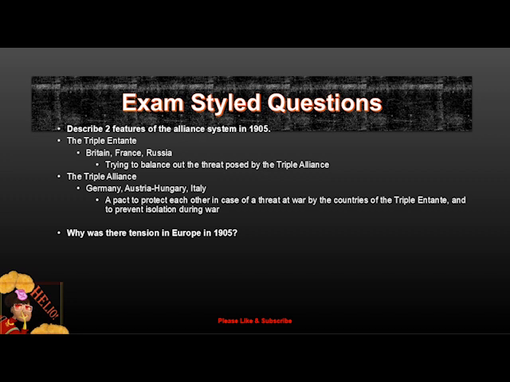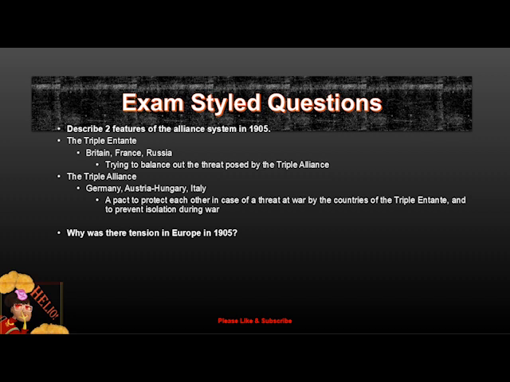Features are basically things that describe something. So what are your features? Your hair, your eyes, your accent. Things that just make you, basically. And features of the alliance system: well, it's a system. What's a system made of? Those two alliances. Name them, tell us about them.